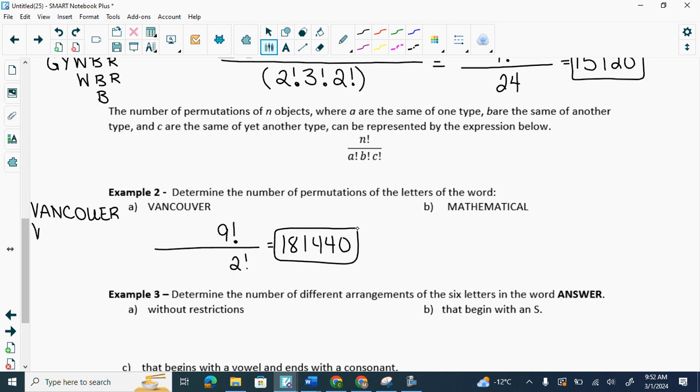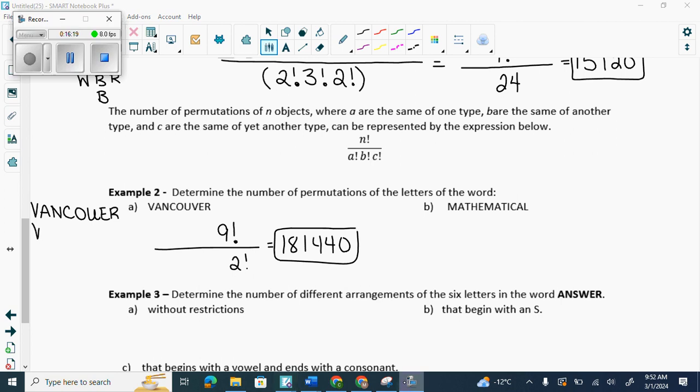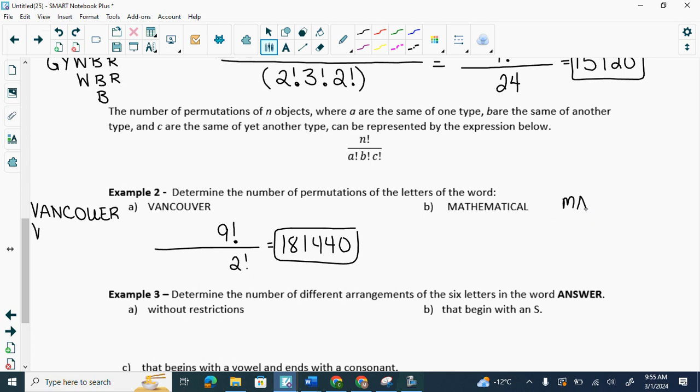Okay, you do mathematical. Try it out. So we have M, A, T, H, E, M, A, T, I, C, A, L. 1, 2, 3, 4, 5, 6, 7, 8, 9, 10, 11, 12. So on the bottom I'm going to have in brackets 2 factorial, 3 factorial, 2 factorial. You don't need the brackets to use the fraction button. And then I recount. 1, 2, 3, 4, 5, 6, 7, 8, 9, 10, 11, 12.